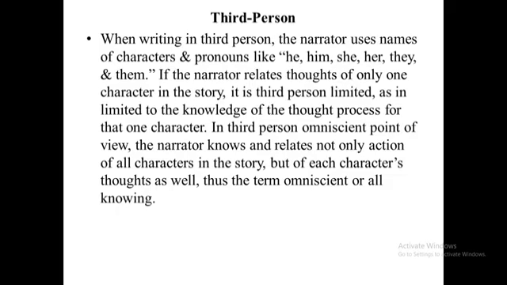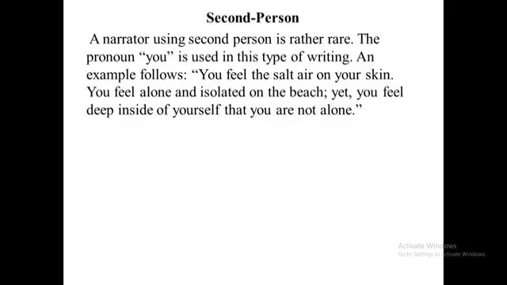If the narrator relates thoughts of only one character in the story, it is third person limited, as in limited to the knowledge of the thought process of that one character. In third person omniscient point of view, the narrator knows and relates the actions of all characters in the story, and the thoughts of each character as well. Thus, the term all-knowing.